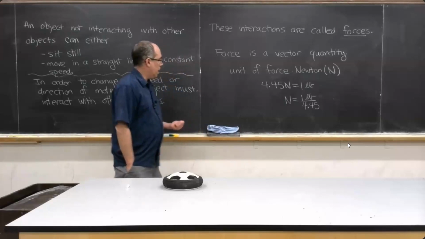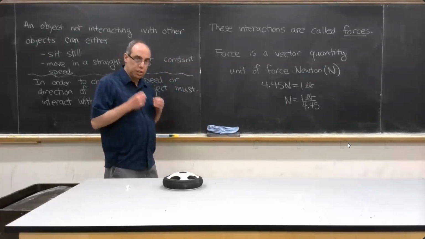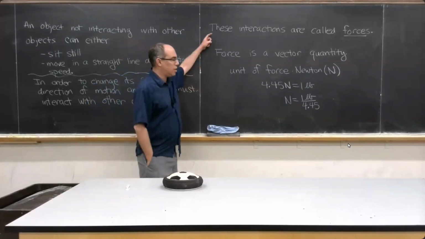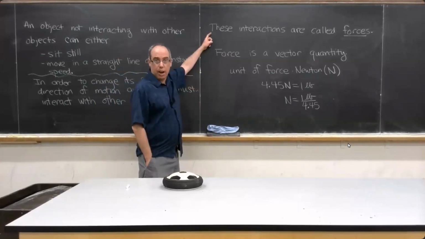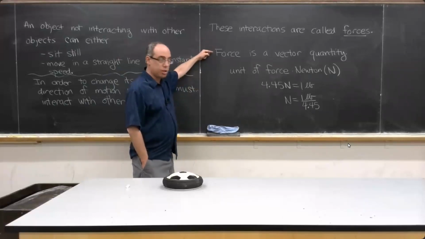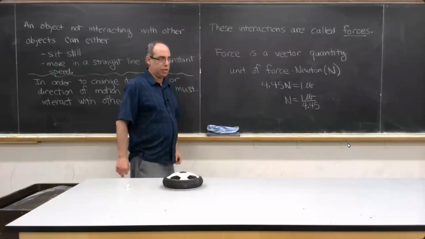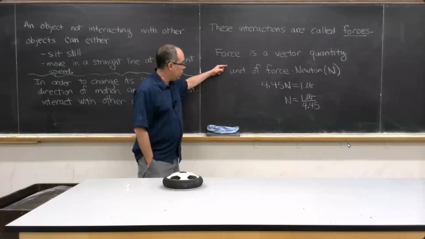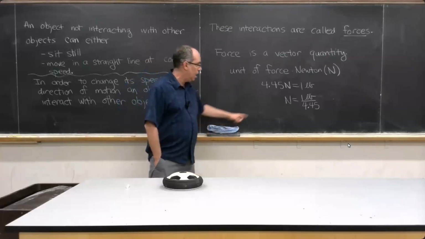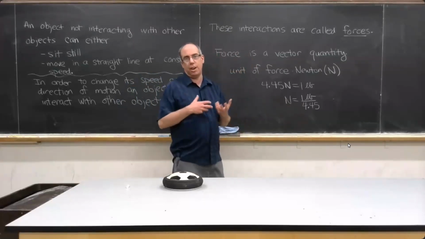Okay, so to summarize this video, we've learned that in order for an object to change its speed or direction of motion, it must interact with other objects. Interactions between objects that allow the objects to change their speed or direction of motion are called forces. We've learned that force is a vector quantity. It has associated with it a numerical value and a direction. And we've also learned the unit of force that we use most often in this class. It is the Newton. A Newton is about 1/4 of a pound, or about the weight of a hamburger patty or 1/4 pounder.